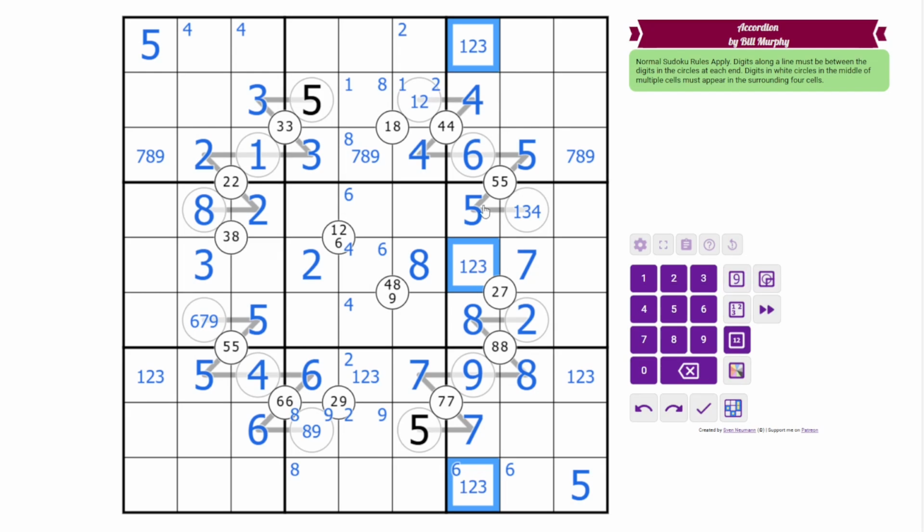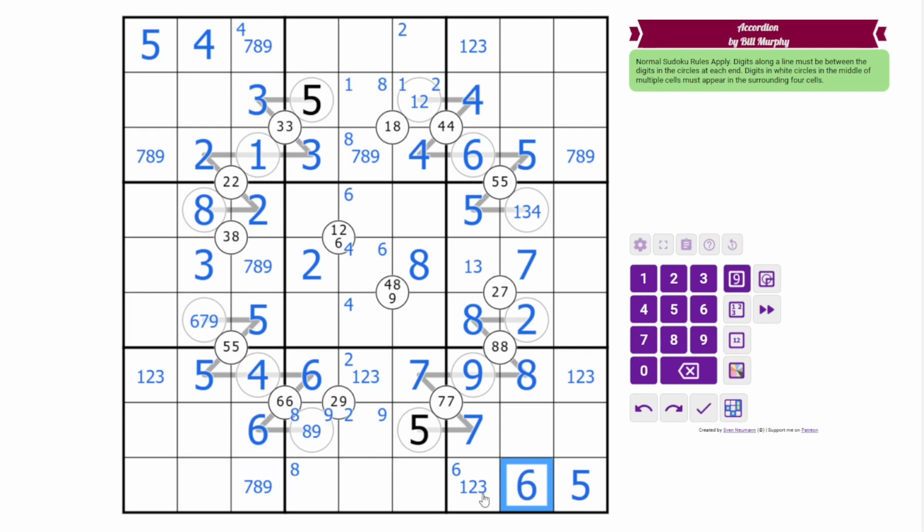These are also going to be 1, 2, 3, and that's not a 2. And these are also going to be 7, 8, 9. And that means 4 has to go here, and 6 has to go here. Those were resolved as soon as we place these digits.